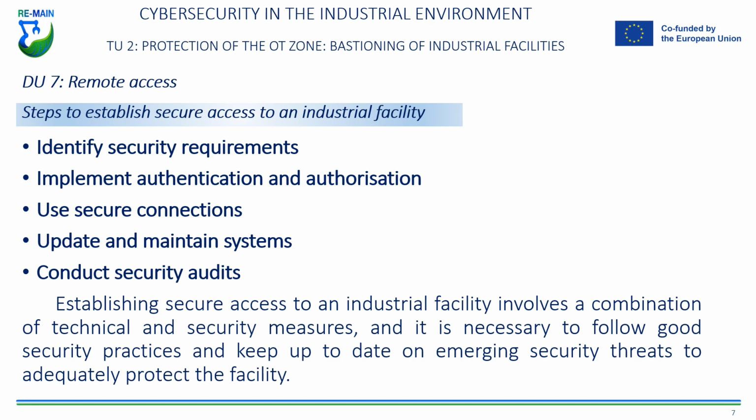Users and devices that need to access the facility should be identified and security policies established to control access. Implement authentication and authorization. Authentication and authorization measures should be implemented to control who can access the facility and what systems and data they can access. This may include the use of strong passwords, multi-factor authentication, and role-based access controls.